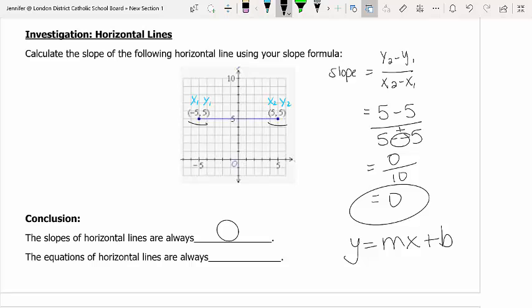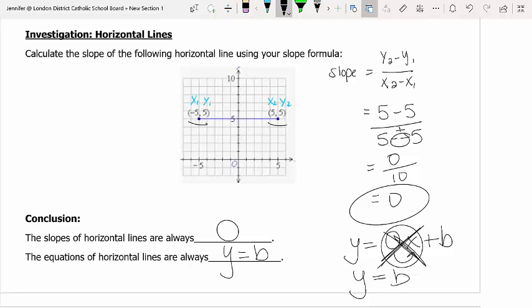Okay? So I'm going to extend this a little bit. So if the slope of horizontal lines are always 0, that means that the equation of their lines will always have 0 in the slope spot. But 0 times anything I could put in there for x is always 0, right? Because 0 times anything is always 0. So this whole term is actually 0. Cancels out. So really, the equation of horizontal lines are just y equals b. It's just whatever their y-intercept is.